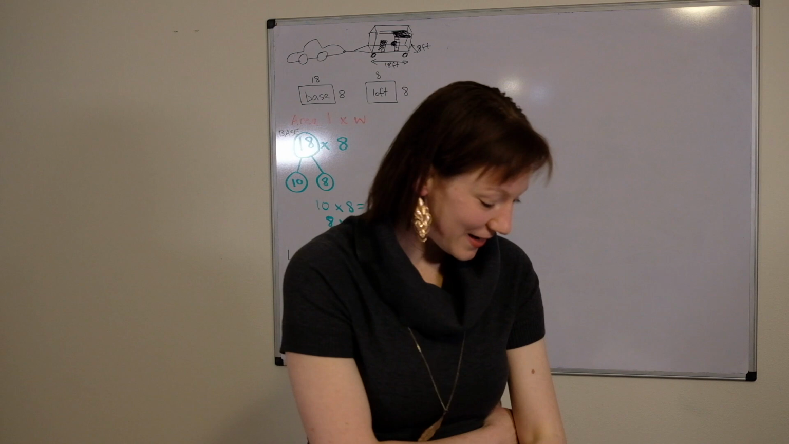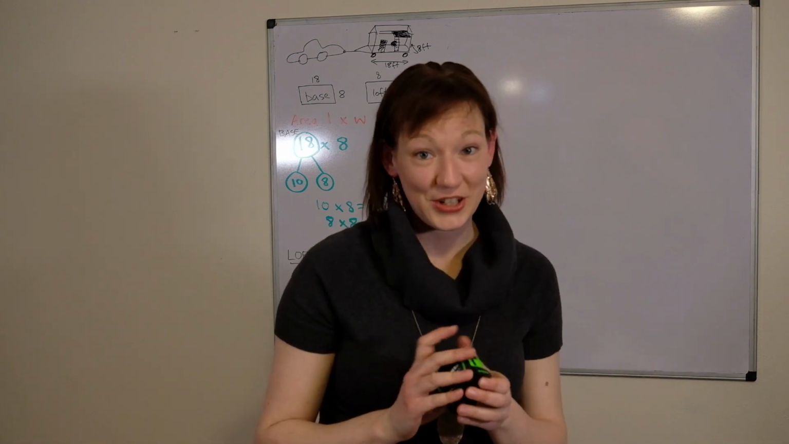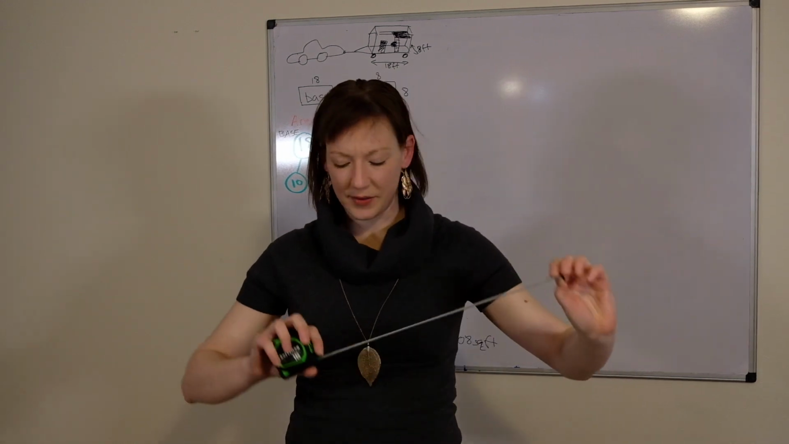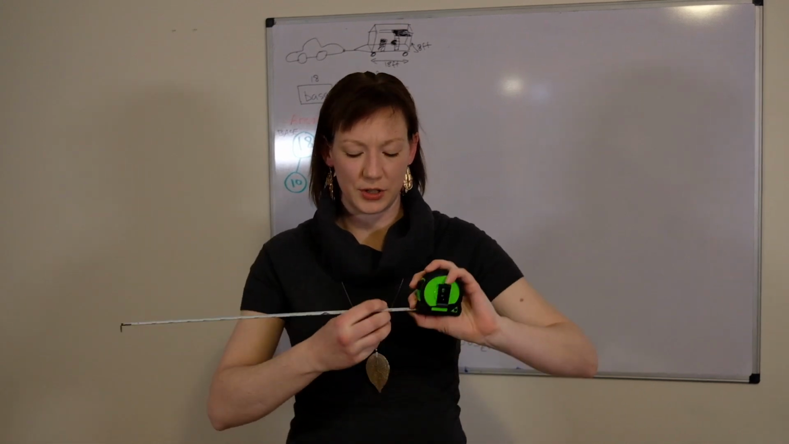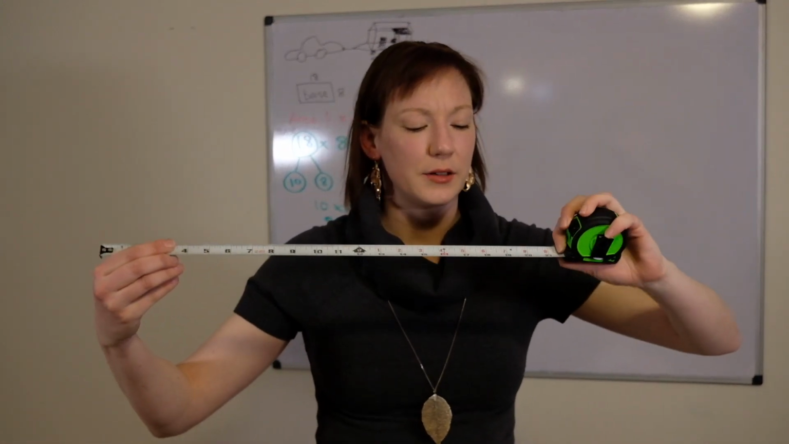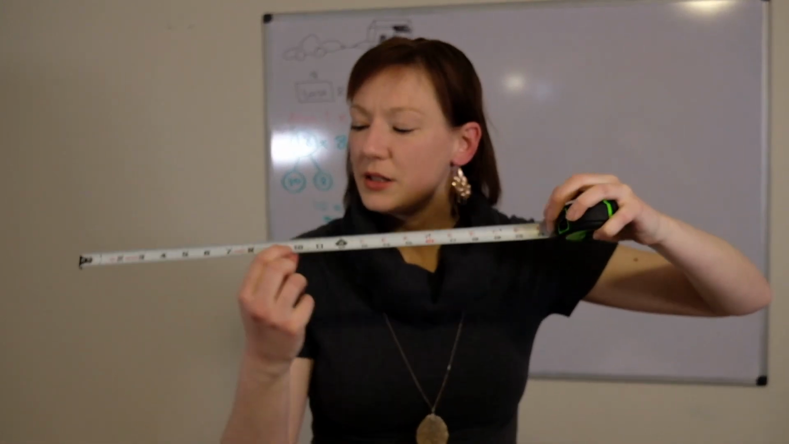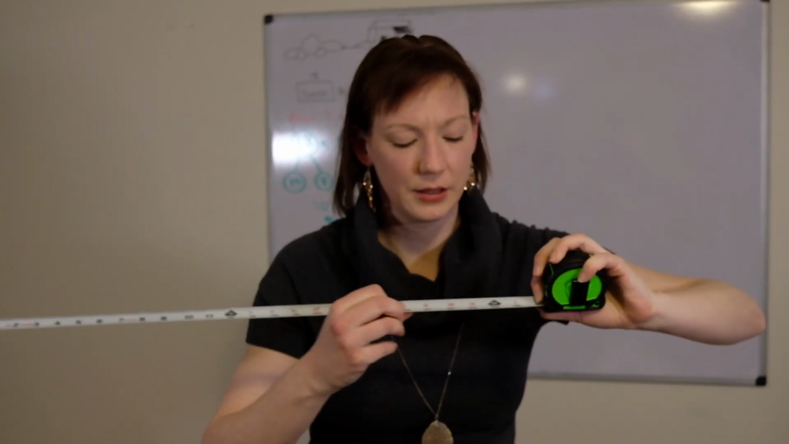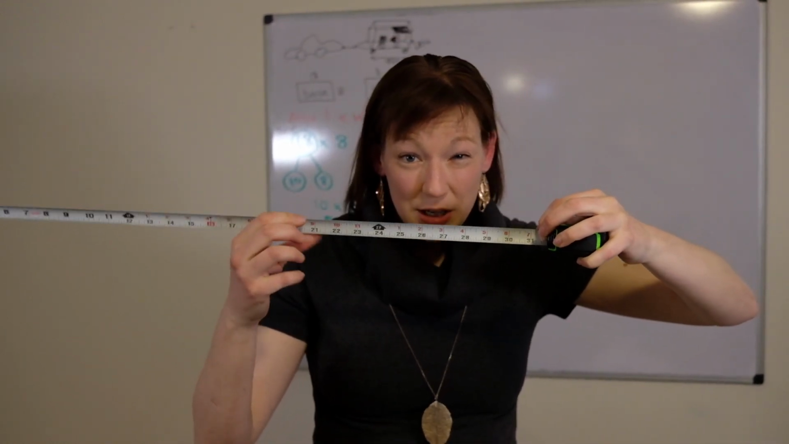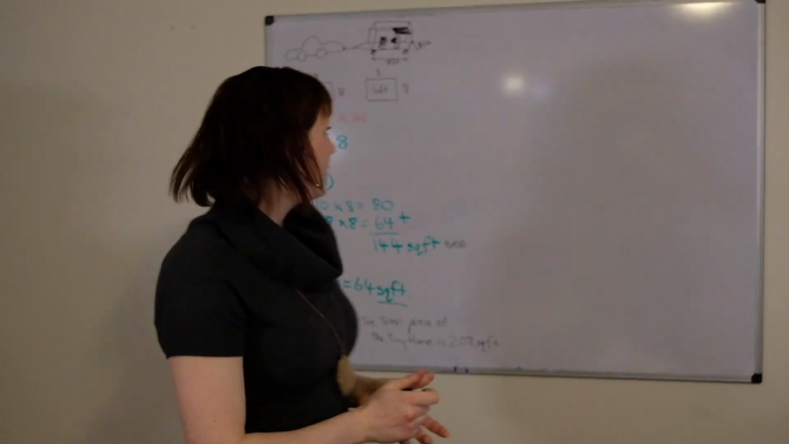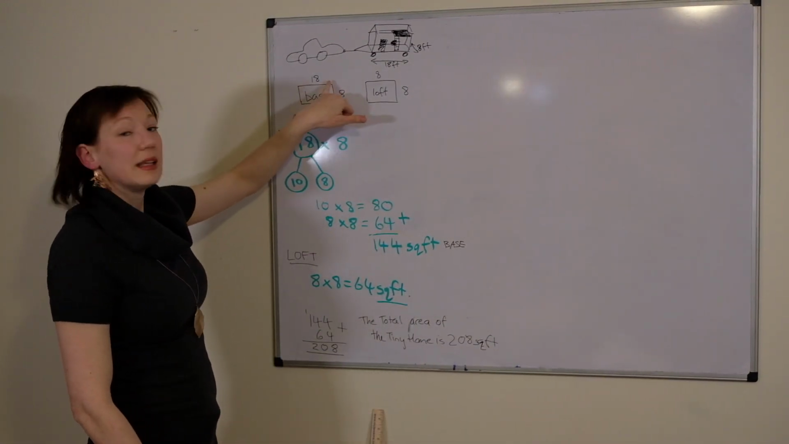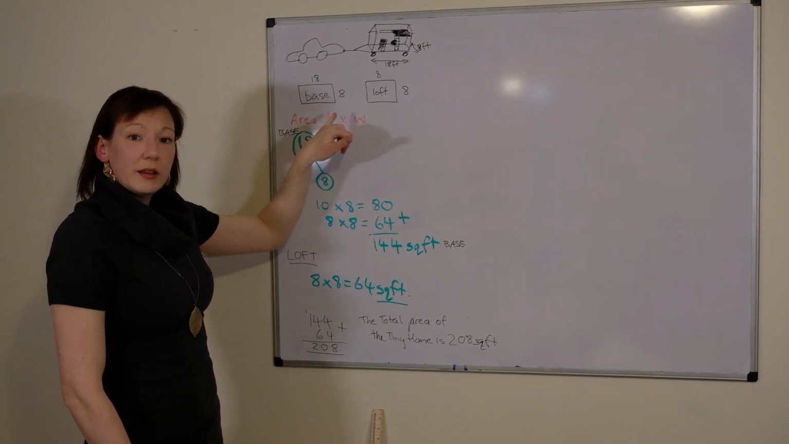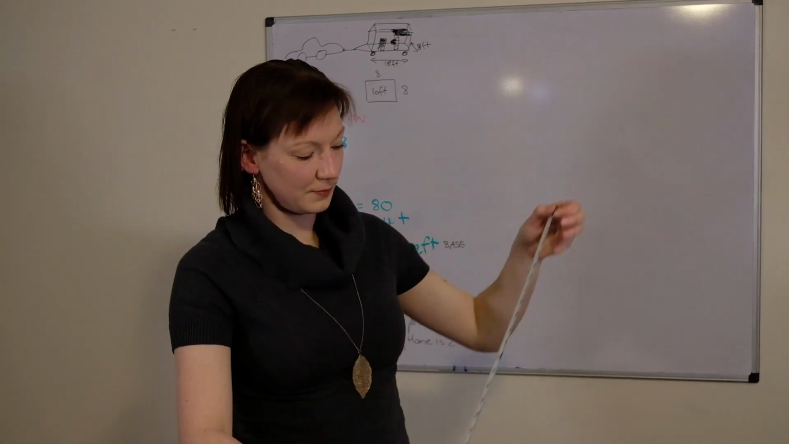Here comes the fun part. Get out your measuring tapes. Now let's have a look. If you've never used a measuring tape before, I don't know how close we have to get to see that. Can you see all the different numbers along here? What you want to do is go and measure from wall to wall. You're going to want to find out what is the length and what is the width of your bedroom.